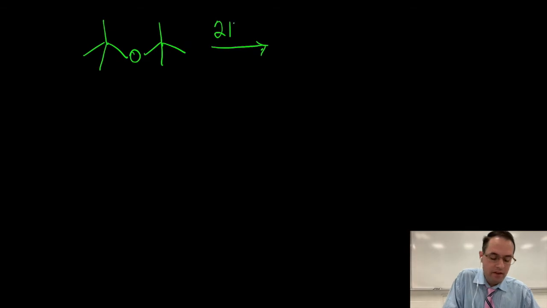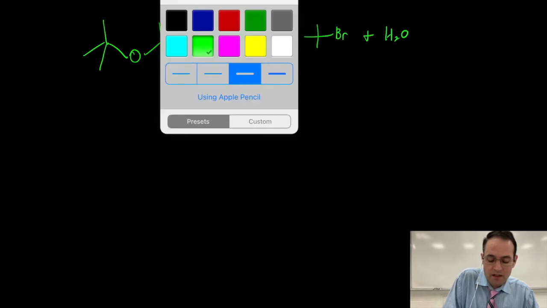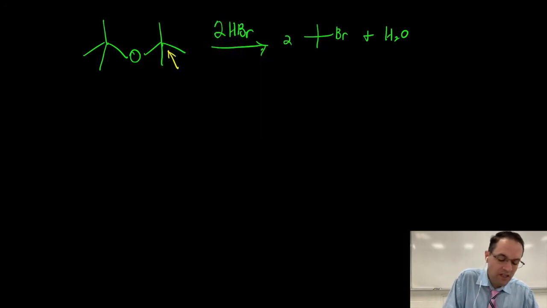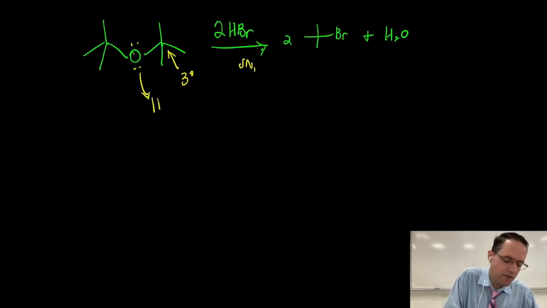Now, if you have an ether like this, the reaction would still react with excess hydrogen bromide to give you 2 equivalents of the tert-butyl bromide and water. Now, because this is a tertiary carbon, this is going to occur through SN1 reaction mechanism. So let me just briefly highlight how that would occur.